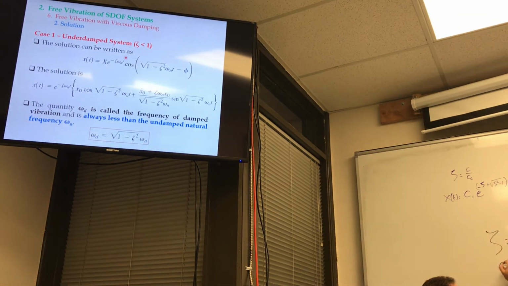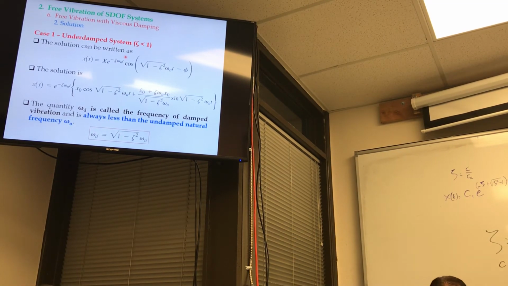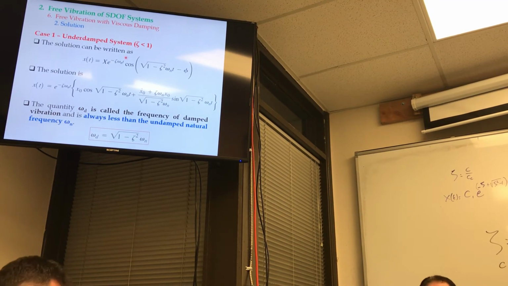So under damped means that C is less than CC, which means that zeta is less than 1. What's CC again? Critical damping. C is the damping, the constant, and CC is the critical damping. For any system that's written like this, you can determine what the critical damping is.